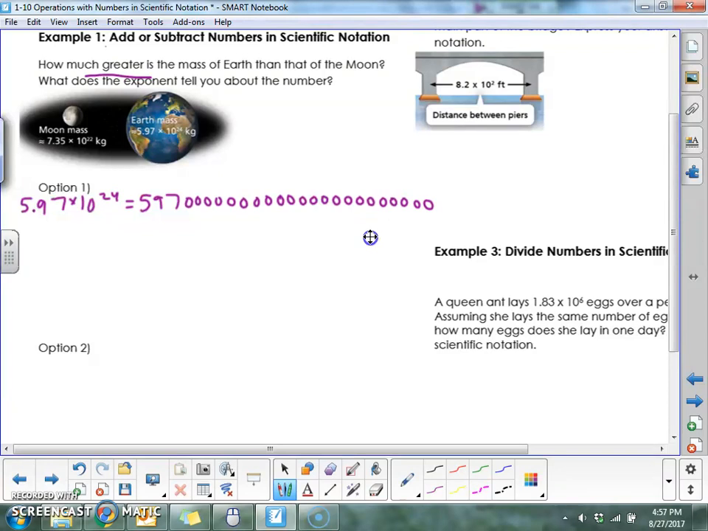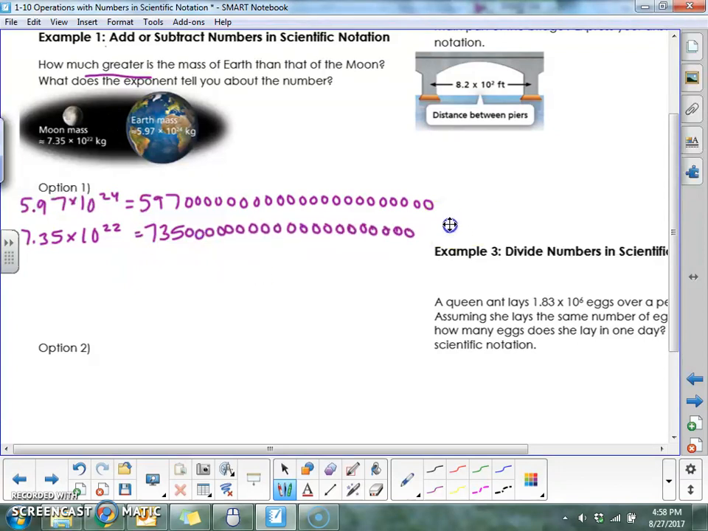Okay, and then the moon mass, which is 7.35 times 10 to the 22, I'm going to be rewriting that in standard form. So that's the same as 735, and if I'm moving it 22 times to the right, so 1, 2, and then 20 more place values.